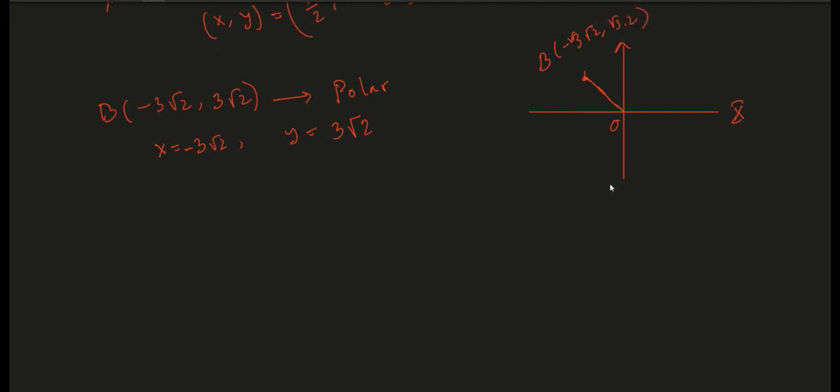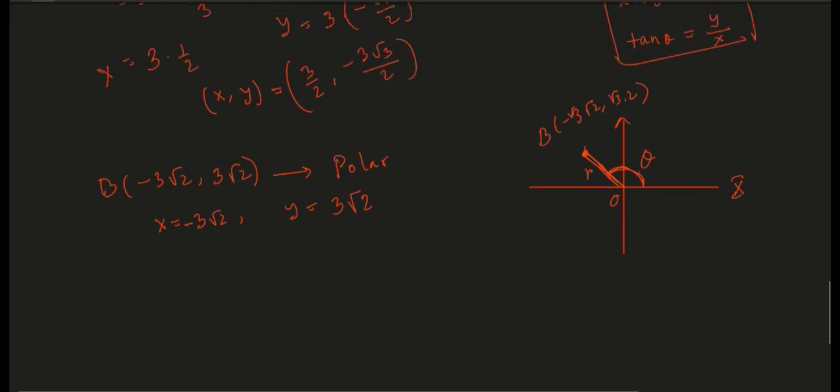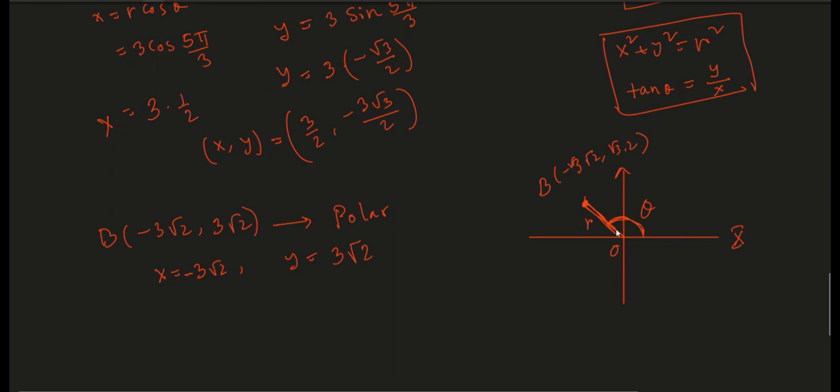So this is the Cartesian system. The point is given. Now to convert this point to polar coordinates, we need to know the distance from the origin, from point O to point B. This is going to be our r, and we also need to know the amount of rotation, theta. We need to find these two parameters in order to get the point in polar coordinates. So we're going to use the formulas that we listed here.